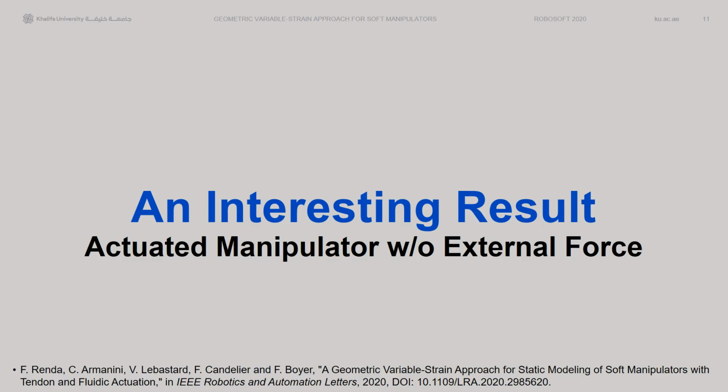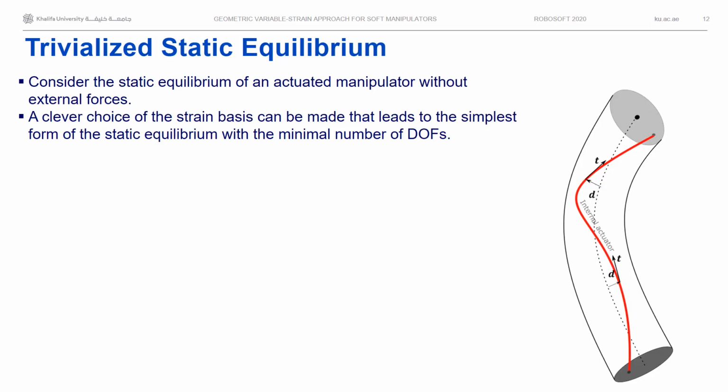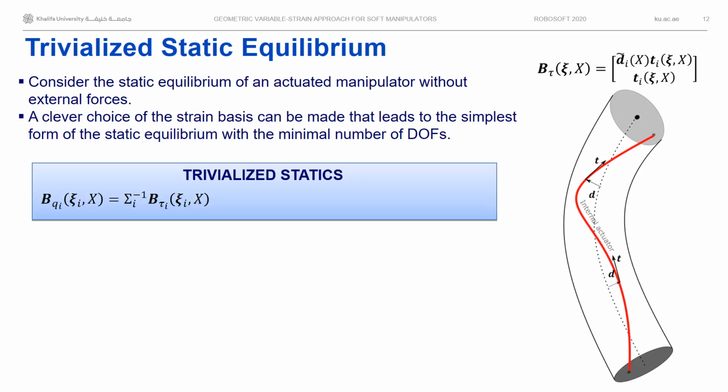Now I would like to draw your attention to an interesting result that is reported in the conference paper. Consider the static equilibrium of an actuated manipulator without external forces. In this condition, this specific choice of the interpolating function, which involves the elasticity of the rod and the actuator geometry, yields the simplest form of the static equilibrium, Q equal to tau.